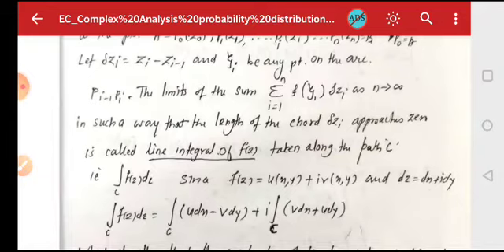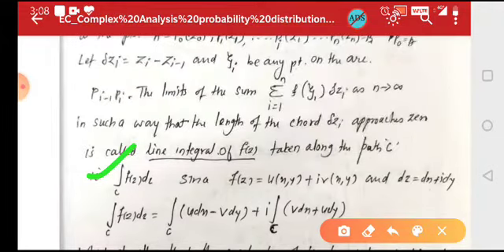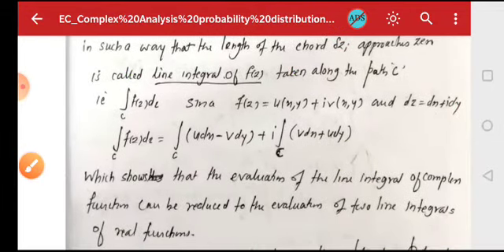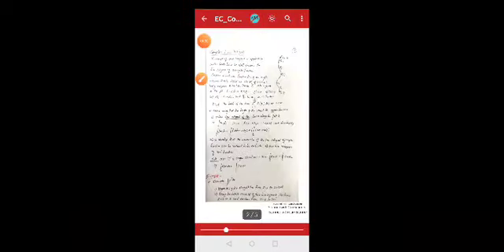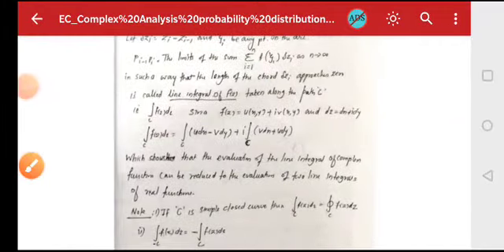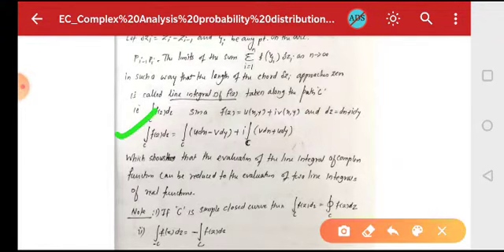Now, in the integral of f(z) dz, since f(z) equals u(x,y) plus i times v(x,y) and dz equals dx plus i dy, the integral of f(z) dz will be equal to the integral over C of u dx minus v dy, plus i times the integral over C of v dx plus u dy, which we get by separating the real and imaginary parts.